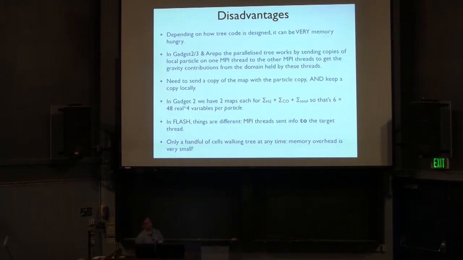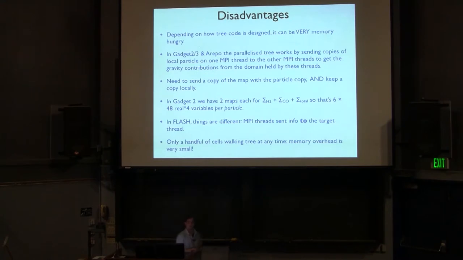Okay, if you were to use a code such as Gasoline, which has the tree written in a different way, you don't have that problem. You can then just store one map for every particle that's currently walking the tree on that thread, on that CPU. Okay, so if you're using OpenMP, then you might have a few locally within that thread. But so the memory overhead is much more reduced, and then you can get away with storing larger maps if you wish. Okay, and again in Flash you don't have to do this communication.